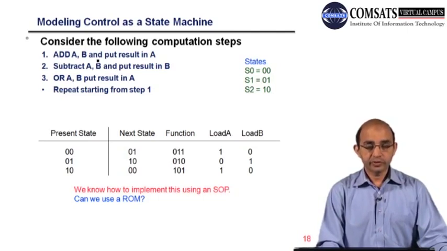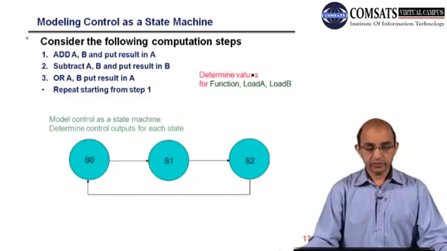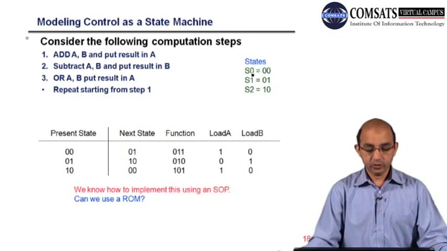Because in a computer we talk about binaries. A computer cannot understand those instructions; it can only understand zeros and ones. So I have to convert those instructions into zeros and ones. So here you can see these are the states: S0 is 0 0, S1 is 0 1, S2 is 1 0.